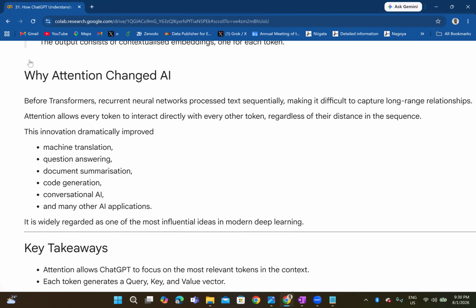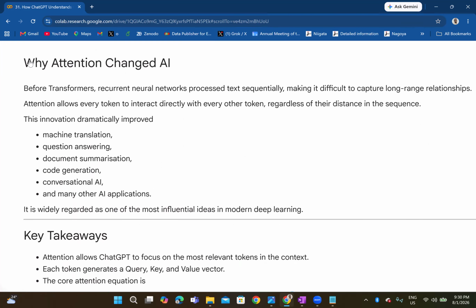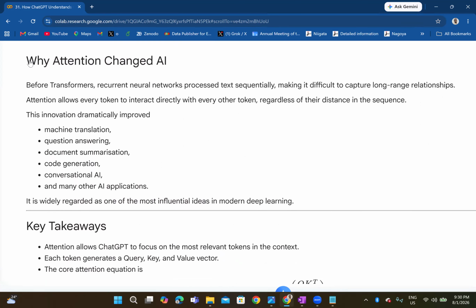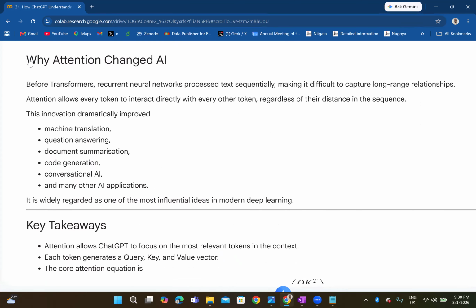Now the question is, why did attention change AI? In fact, the last video was all about why transformers replaced every other AI model, and that is because of attention. Before transformers, recurrent neural networks processed text sequentially, making it difficult to capture long-range relationships. Attention allows every token to interact directly with every other token, regardless of their distance in the sequence. This innovation dramatically improved machine translation, question answering, document summarization, code generation, conversational AI, and many other AI applications. It is widely regarded as one of the most influential ideas in modern deep learning.